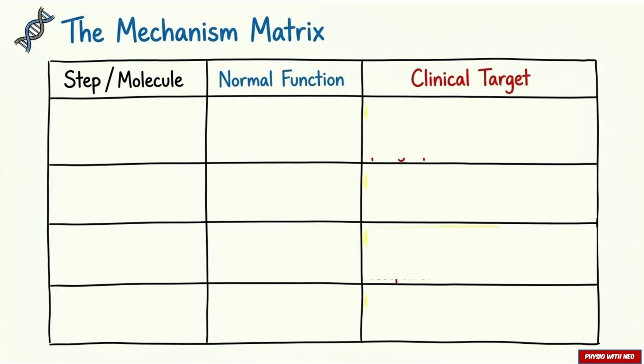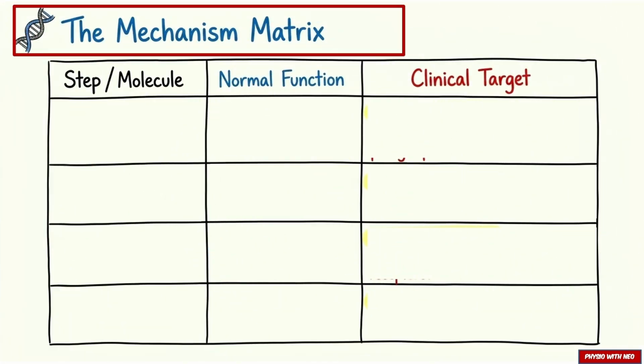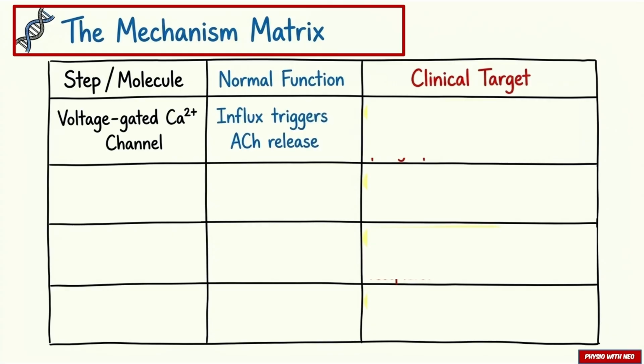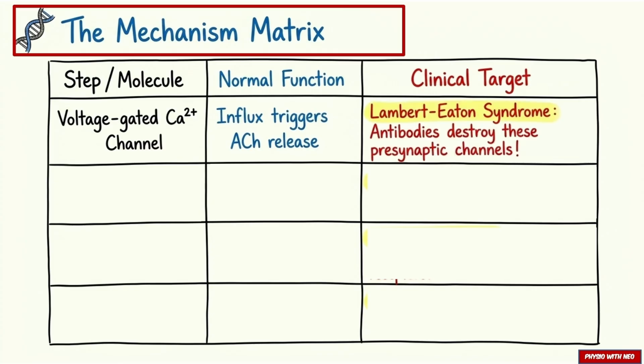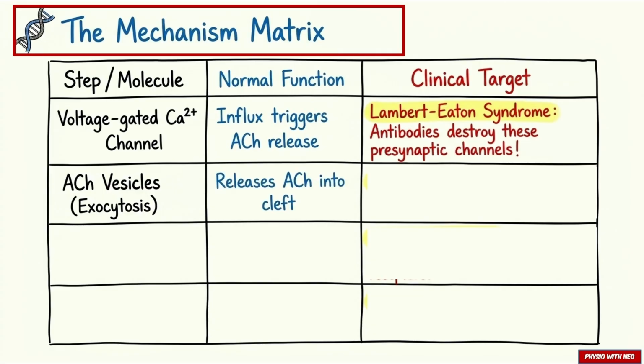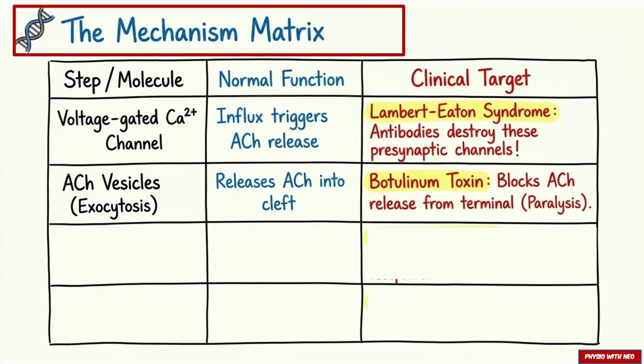This slide connects normal physiology with the pathology. Let's revise it row by row. Voltage-gated calcium channels trigger the acetylcholine release. In Lambert-Eaton syndrome, the antibodies destroy these presynaptic channels. The acetylcholine vesicles release the acetylcholine into the cleft by exocytosis. Here the botulinum toxin blocks the acetylcholine release from the terminal.